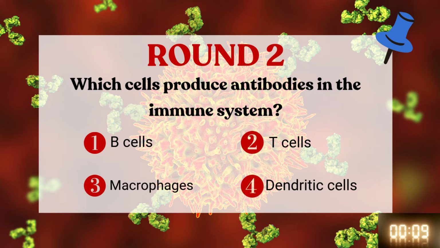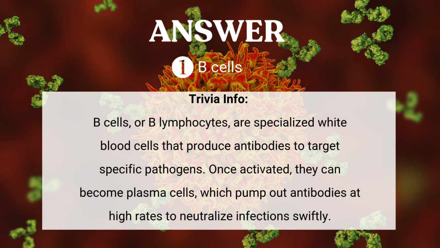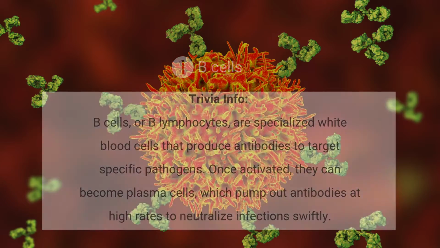Which cells produce antibodies in the immune system? Answer 1. B cells. B cells, or B lymphocytes, are specialized white blood cells that produce antibodies to target specific pathogens. Once activated, they can become plasma cells, which pump out antibodies at high rates to neutralize infections swiftly.